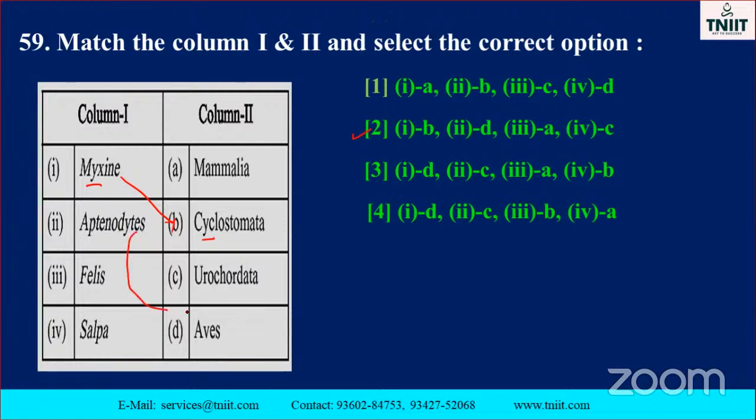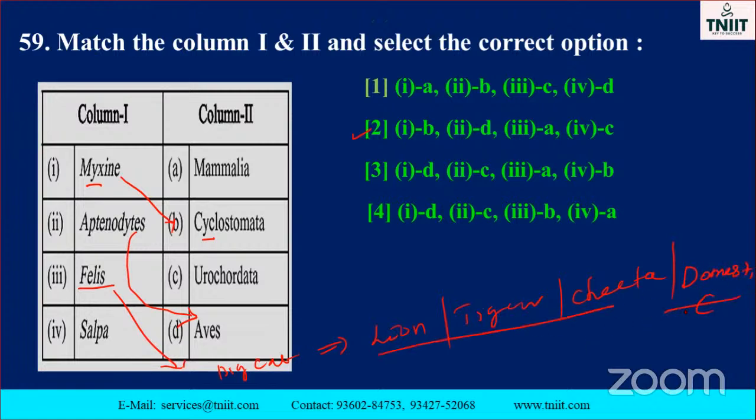Appendicularia, so the option is A. Okay, major. And Felis. Felis means the cat family, big cat or whatever it may be. Felidae, cat means what? A lion, tiger, and also cheetah. And the last one is the normal domestic cat also. These are all big cats. These are all domestic cats. These all come under the heading Felidae.